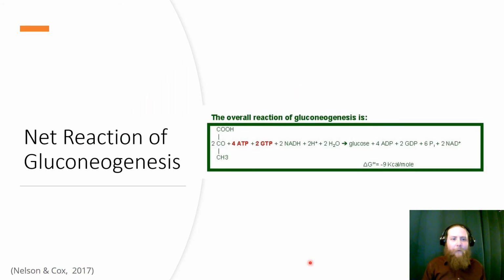Like we did the net reaction for glycolysis, let's take a look at the net reaction of gluconeogenesis. We're taking 2 pyruvates plus 4 ATP plus 2 GTP. This 2 GTP is a little unique, and we're taking these 2 NADHs plus 2 H's plus 2 waters, and we're forming 1 molecule of glucose, 4 molecules of ADP, 2 molecules of GDP, 6 inorganic phosphates, and 2 molecules of NAD+. And the total reaction is slightly exergonic at -9.